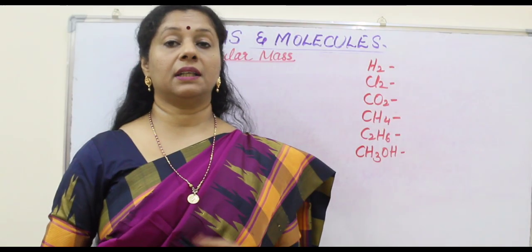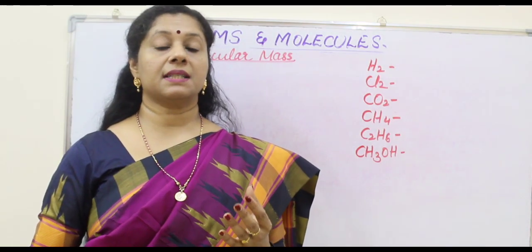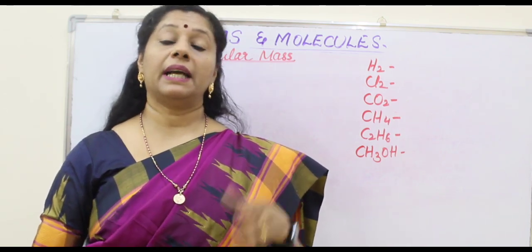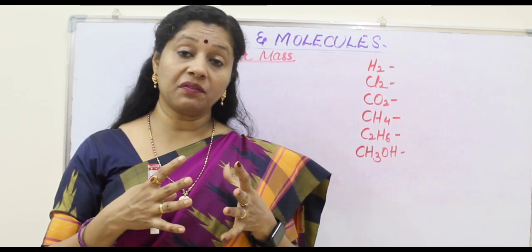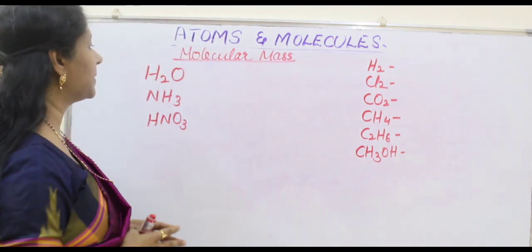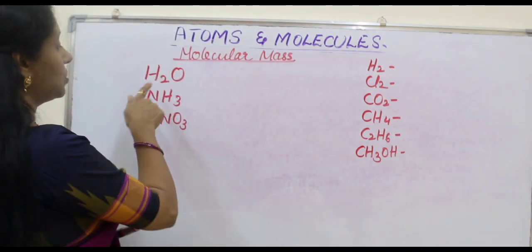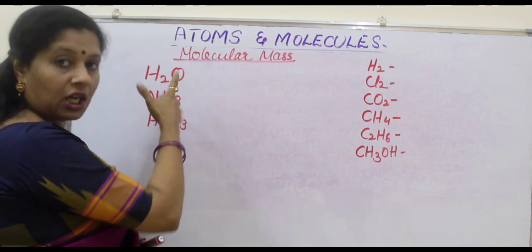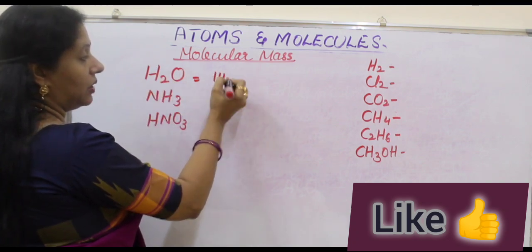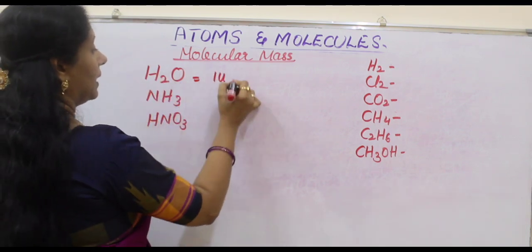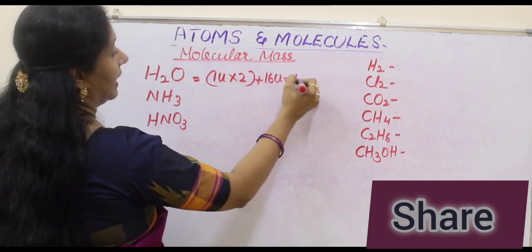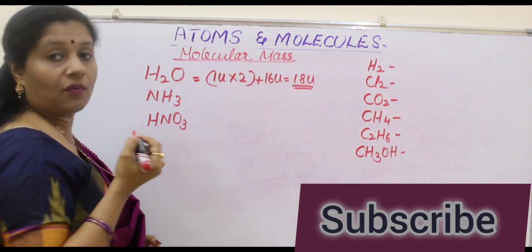Now we are going to learn another concept, molecular mass. Molecular mass is nothing but the sum of the mass of all the atoms present in that molecule. We learned every atom has a mass, so when they combine to form a molecule, obviously the molecule also will have a mass, right? For example, water: 2 atoms of hydrogen and 1 atom of oxygen. The atomic mass of hydrogen is 1 unit, but 2 are there, plus oxygen is 16U. So total we get 18U, the molecular mass of water.